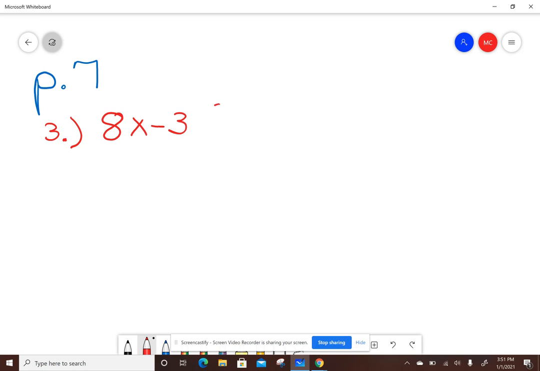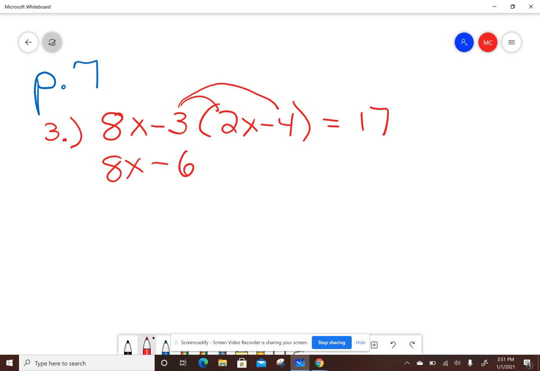8x minus 3 times 2x minus 4 equals 17. So here, first thing I'm going to do is distribute. 8x minus 6x plus 12 equals 17. And I lucked out because the variables are on the same side. So now all I have to do is combine my like terms.